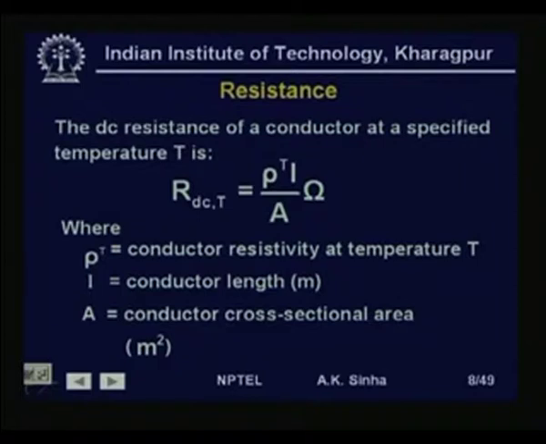Now, for calculating the resistance, we all know the DC resistance at any temperature, R DC at temperature T, is given by rho at that temperature, that is the resistivity of the material of the conductor at that given temperature, into L, the length of the conductor, and A, the cross sectional area of the conductor. So, it is rho L by A and the unit for resistance is ohms.